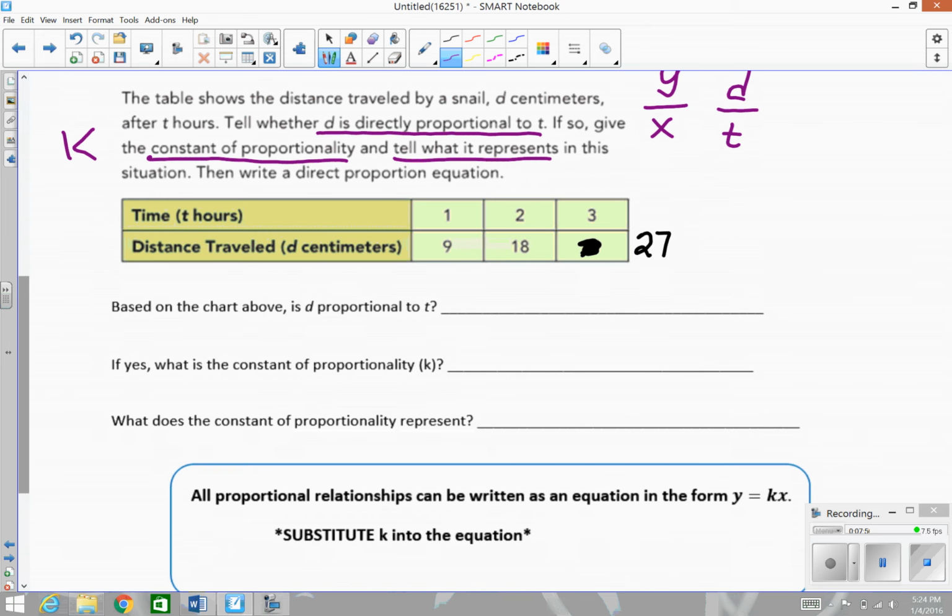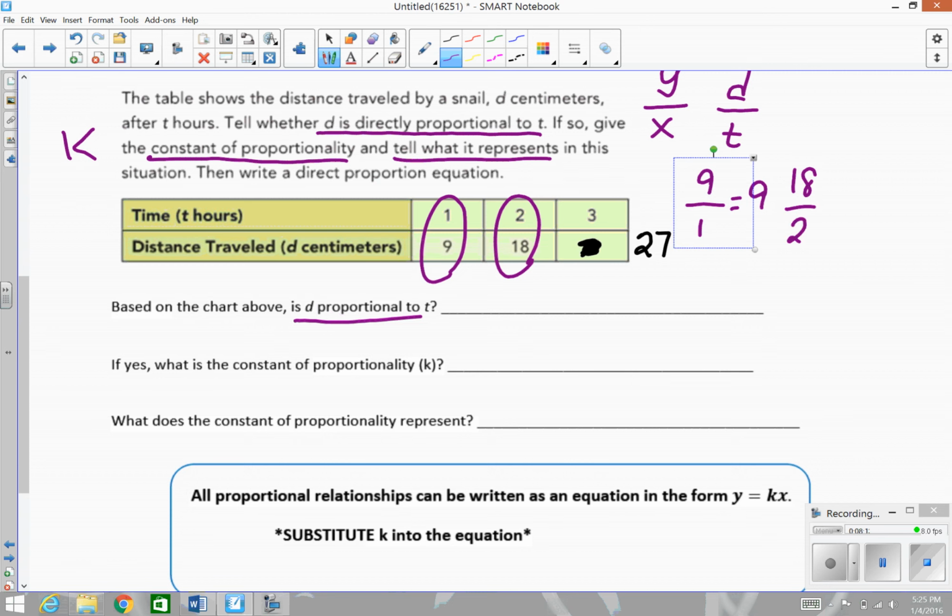We're going to start by figuring out if this is a proportional relationship, if d over t is equivalent. Our first pair of d over t is 9 over 1, which equals 9. The next pair is 18 divided by 2, which equals 9. And lastly, 27 divided by 3 equals 9. So based on this chart, we would say yes, d is proportional to t. And because it's proportional, we have a constant of proportionality, which in this case is 9, because that's the constant number we got every time.